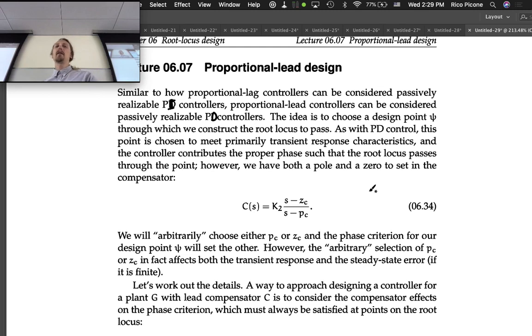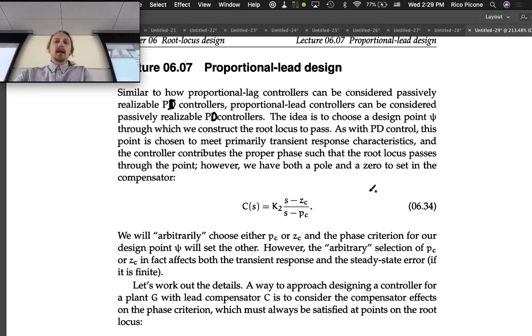Now, why did we not have this situation? Why didn't we have to arbitrarily choose one for a derivative controller? We were only adding the zero. So we only had one location, and that was determined by the phase criterion, effectively. So now we've got two, and we want to do the same thing with it. So we have two parameters, and there's really only one constraint on them. So we get one that's free, and the other one is determined.